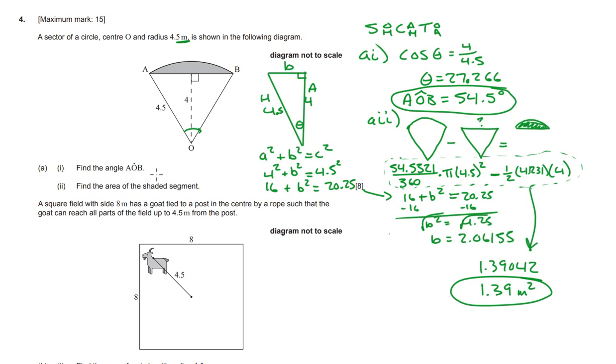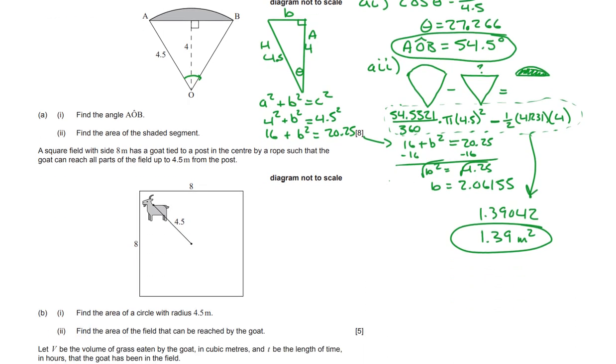Okay, so again, that's the end of part A. So moving on to B, it says a square field with side 8 meters has a goat tied to a post in the center by a rope such that the goat can reach all parts of the field up to 4.5 meters from the post, which is a little confusing, but basically you can see that there's the 4.5 right there. They're just saying that the goat can really only reach up to there.